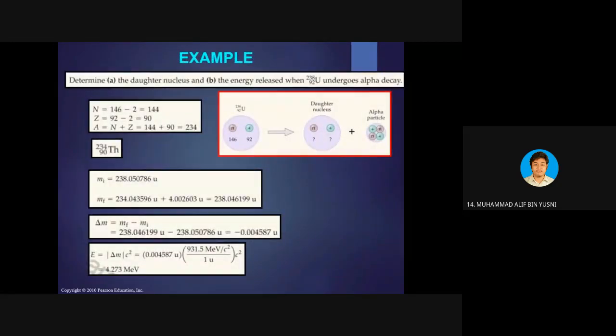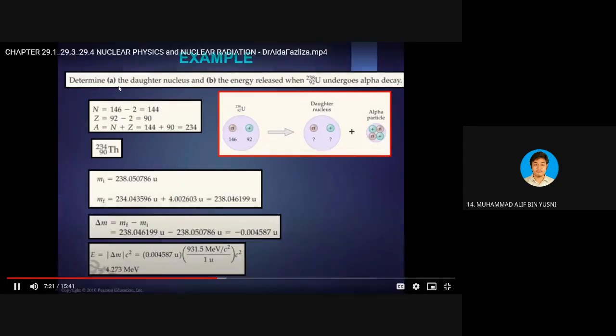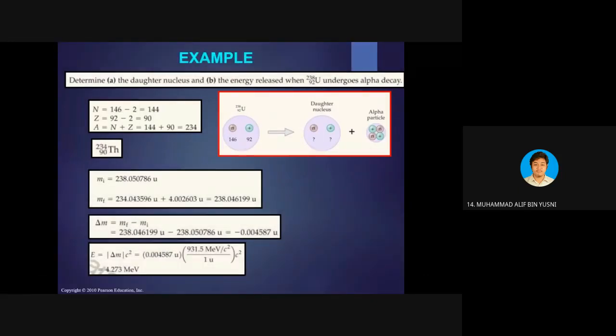For this first example, determine the daughter nucleus and also determine the energy released when uranium-238-92 undergoes alpha decay. Refer to the diagram given. So 146 minus 2 is 144, and 92 minus 2 equals 90. Then N plus Z, 144 plus 90, you get 234. You refer to the appendix in your textbook or any reference book, and you will find that 234, 90 is thorium. So thorium is the daughter nucleus.